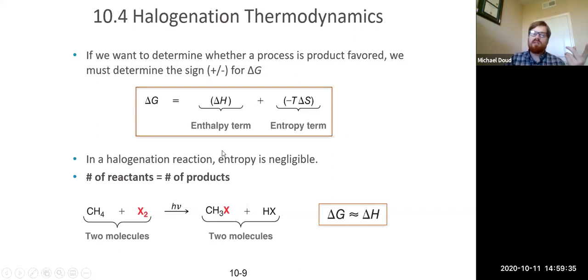Now, the good news is we have two different terms, right? We have the enthalpy term and we have the entropy term to consider. In these halogenation reactions, the entropy term ends up being negligible because you start with two molecules, you end with two molecules. And they tend to be gaseous, or if they're liquid, they're both liquid. So there's not really a change of phase to worry about. So we don't even worry about the entropy term. We only have to worry about the enthalpy term.